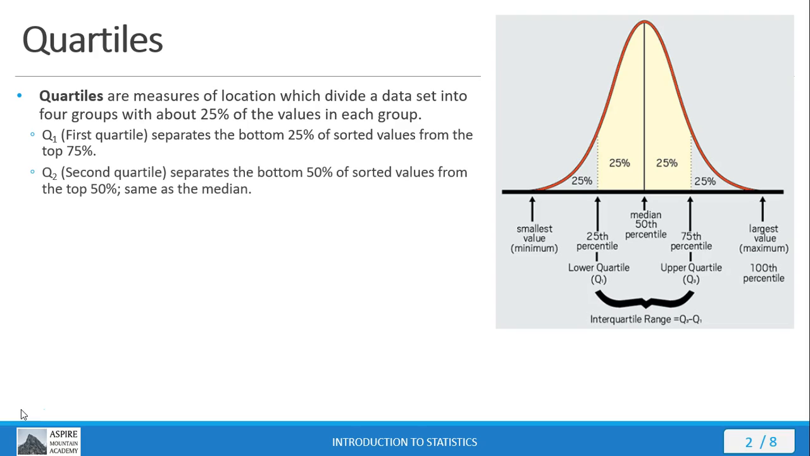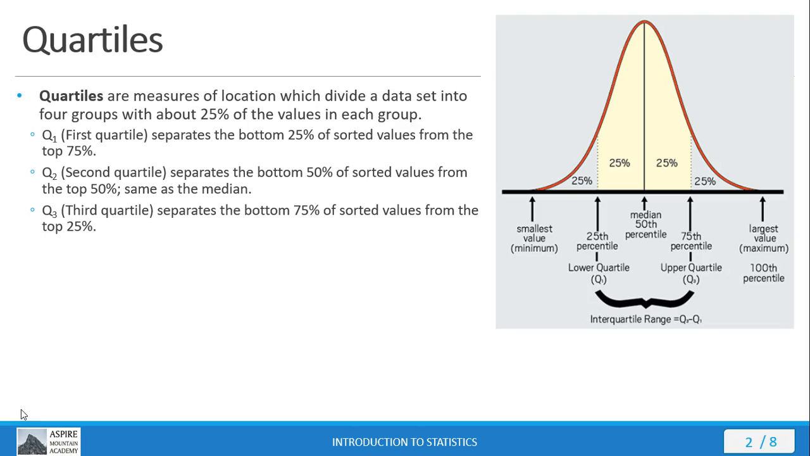Q2 is the second quartile. It separates the bottom 50% from the top 50%. This is the same as the median value because it's directly in the middle. Then we have Q3. The third quartile separates the bottom 75% from the upper 25%. These are the quartiles. Notice there's no Q4 here, just these three, Q1, Q2, and Q3.